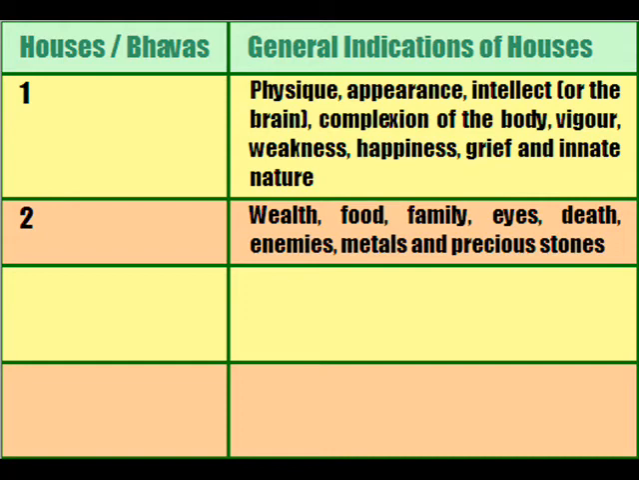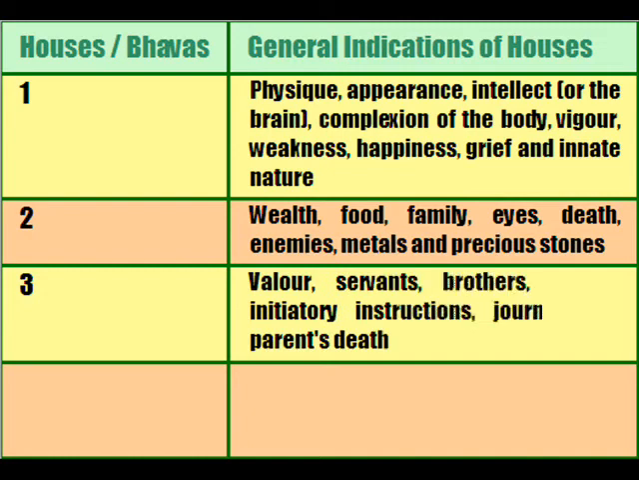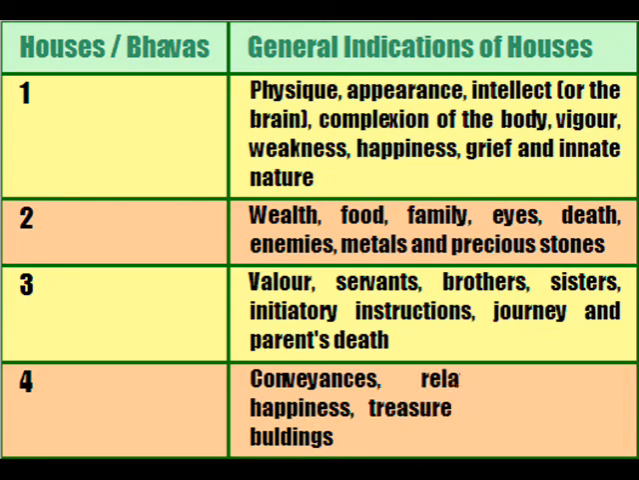The indications of the third house or the Sahaj Bhava will be of your valor, servants, brothers, sisters, initiatory instructions, journey, and also parents' death. The fourth house or the Bandhu Bhava relates to conveyances, relatives, mother, happiness, and lands and buildings.